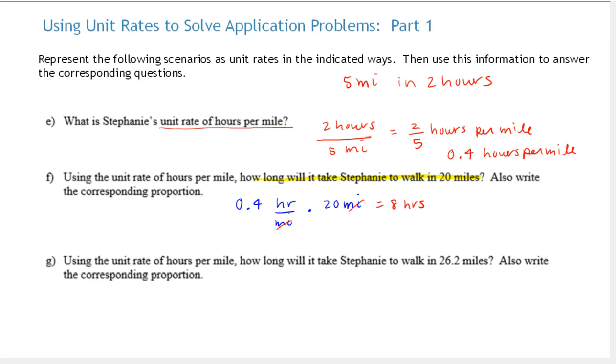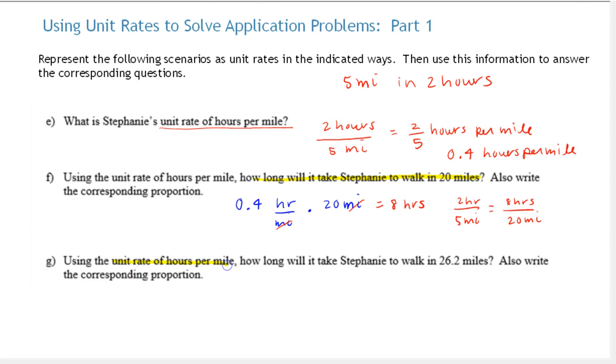Let's write the corresponding proportion. So we had 2 hours to 5 miles is to 8 hours and 20 miles. Okay. So notice the multiplicative factor between these two equivalent ratios is 4. 2 times 4 is 8. 5 times 4 is 20. Let's look at the last one.